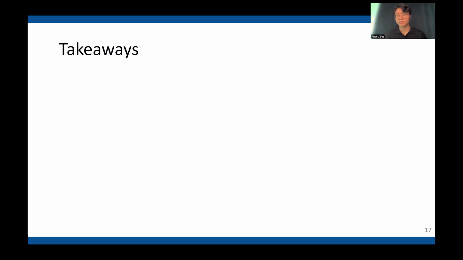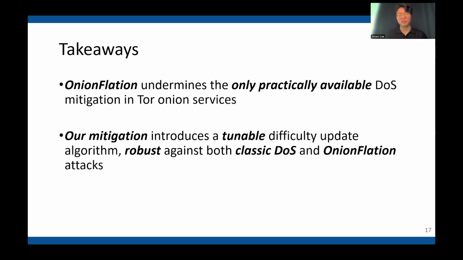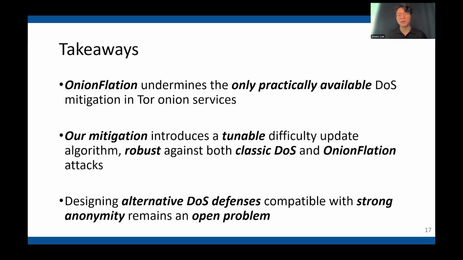And here are the takeaways. First, OnionFlation breaks the only practically available DoS mitigation in Tor Onion services today. But by introducing a tunable difficulty update algorithm, we could mitigate the OnionFlation attack as well as classic DoS attacks. Last, we believe that designing alternative DoS defenses, such as rate limiting or overflow reasoning, that are compatible with the strong anonymity requirements would be desirable as future work.